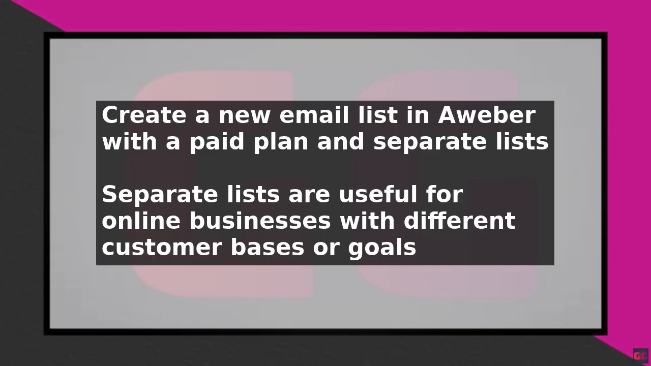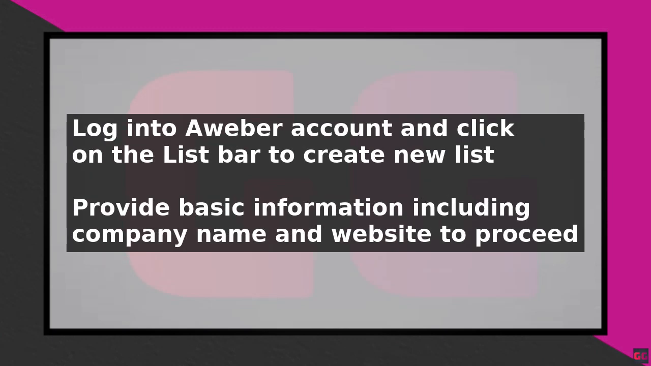To start, you'll need to be logged into your AWeber account and on the home screen. From there, you can click on the List bar, which will open a menu where you can select Create New List. AWeber will then ask you to provide some basic information, including your company name and website, which is optional. You'll also need to enter an address that will be displayed at the bottom of your emails, which is a required field.